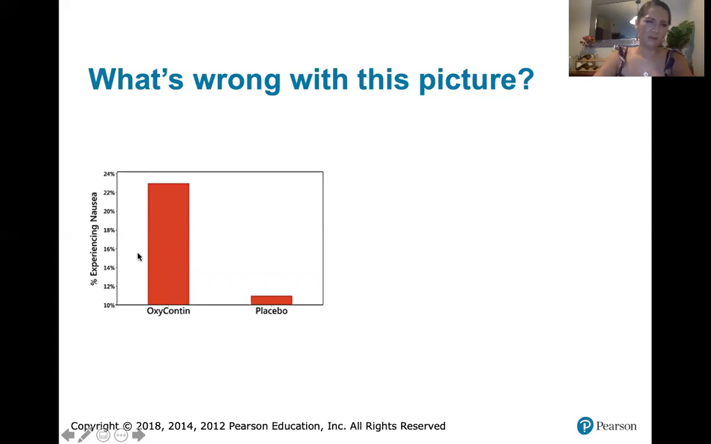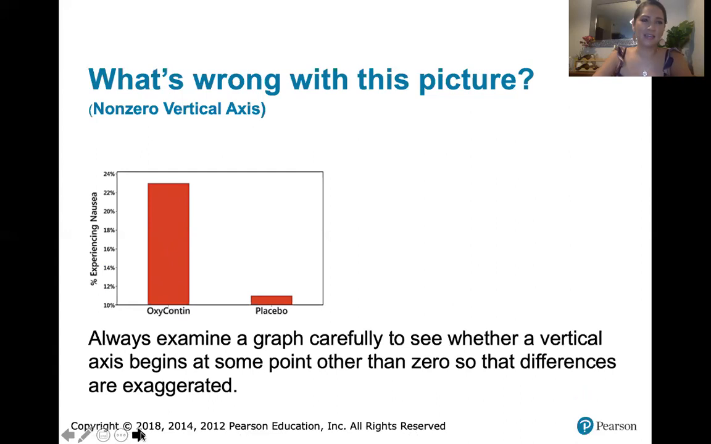The problem with this picture, the reason why it's so misleading, is that our vertical axis doesn't start at 0%, it starts at 10%. We call this a non-zero vertical axis. It's important that we always examine a graph carefully to see whether that vertical axis begins at some point other than 0. Because if it does, it's going to exaggerate the differences between those two groups.